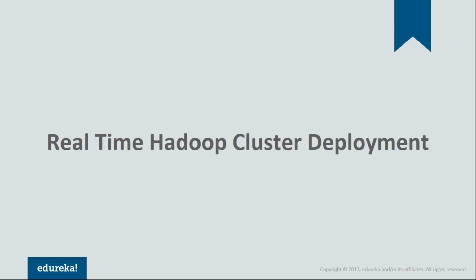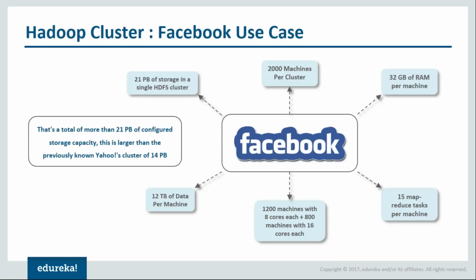Now let me tell you about some real-time Hadoop cluster deployment. So let us consider our favorite example, which is Facebook. So Facebook has got 21 petabytes of storage in a single HDFS cluster. And 21 petabytes is equal to 10 raised to the power of 15 bytes. And they have got 2,000 machines per cluster and 32 GBs of RAM per machine. Each of these machines runs 15 MapReduce tasks. And 1,200 machines have 8 cores each, and 800 machines have 16 cores each. And there are 12 terabytes of data per machine.